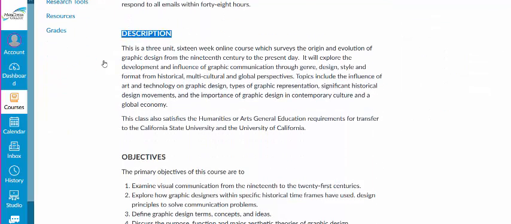This is a 3-unit, 16-week online course which surveys the origin and evolution of graphic design from the 19th century to the present day. This class also satisfies the humanities or arts general education requirements for transfer to the California State University and the University of California.